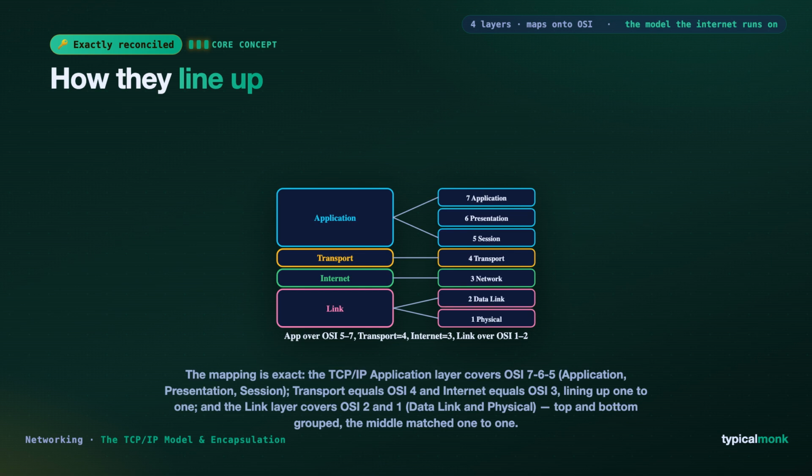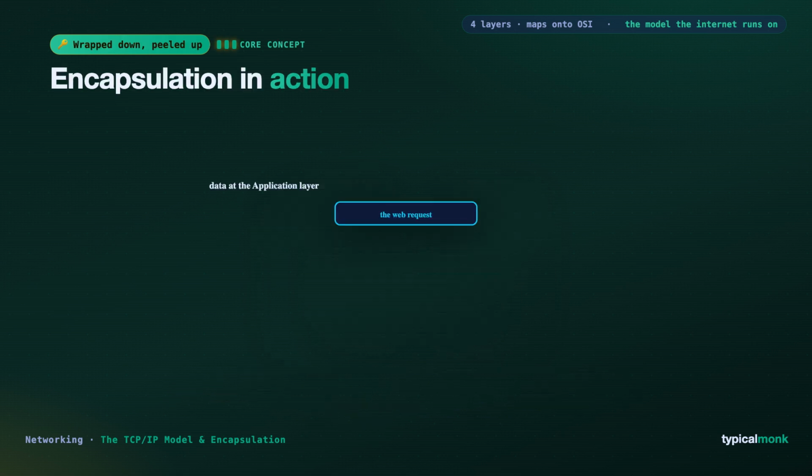So the takeaway? The mapping is application over OSI 5 to 7, transport equal to OSI 4, internet equal to OSI 3, and link over OSI 1 and 2. The top and bottom are grouped, the middle lines up 1-to-1. Encapsulation, which we met with OSI, works exactly the same way in TCP/IP, and seeing it once more, in 4 layers, cements the idea for good.